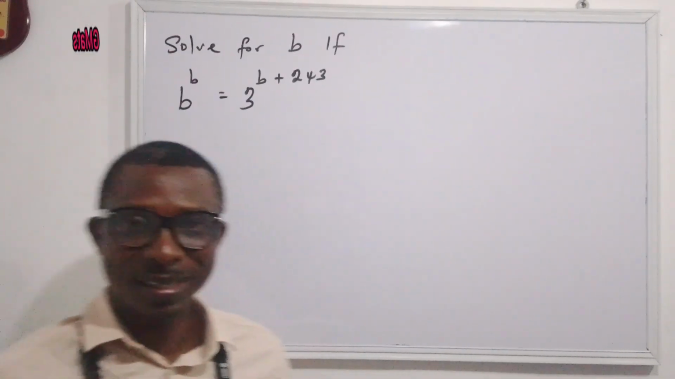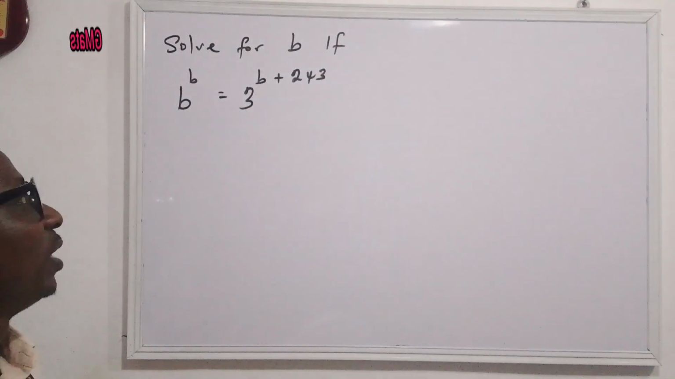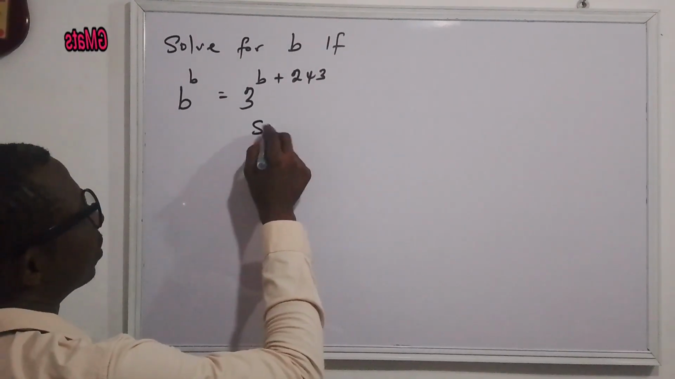Hello, can we solve this problem? Solve for b. If b raised to the power of b equals 3 raised to the power of b plus 243. Okay, so how do we solve this?